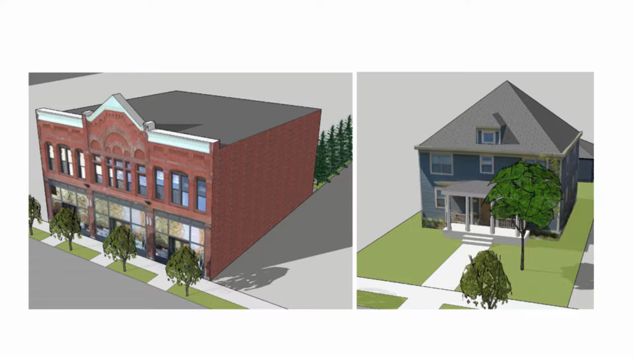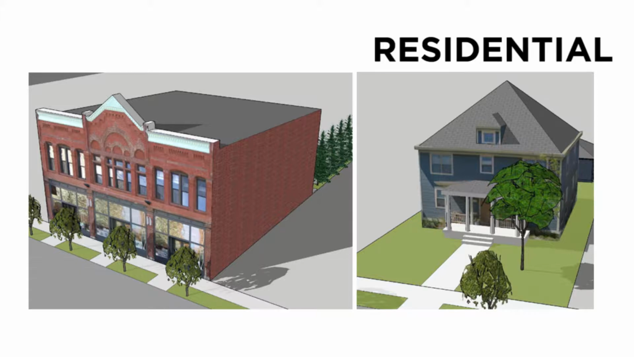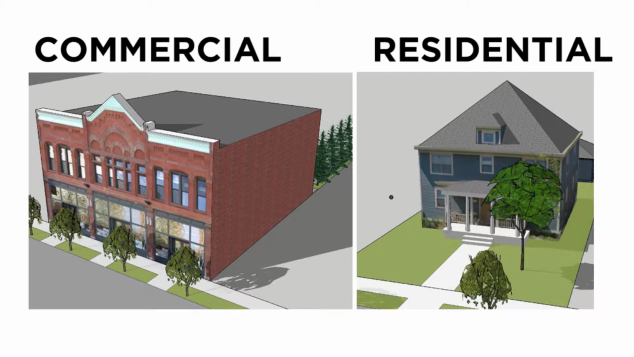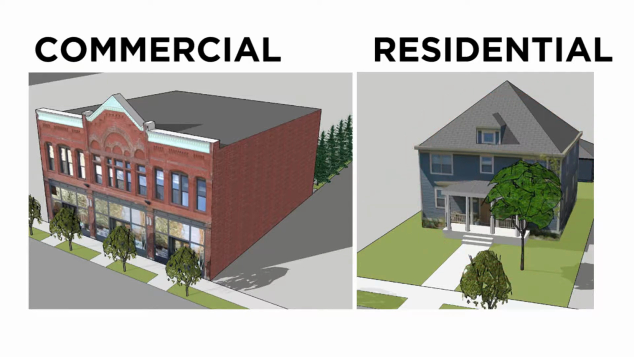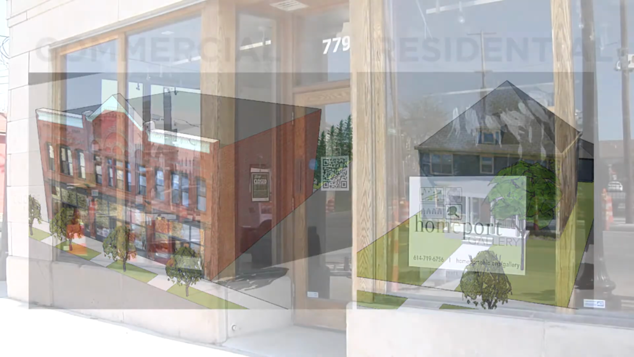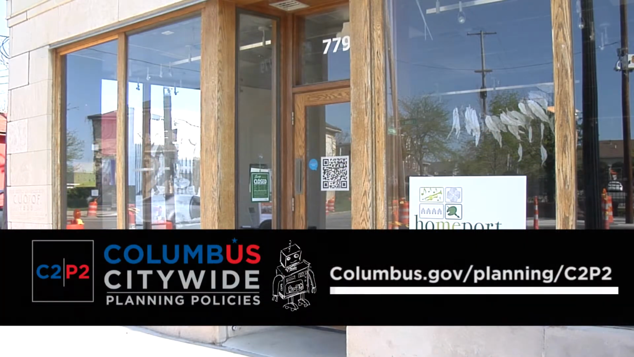There are two primary categories of design guidelines: residential and commercial. Residential guidelines apply to single detached units all the way through large multi-story attached units such as apartment buildings. Commercial guidelines apply to all non-residential uses. Now we will look at some examples to highlight the main concepts in the guidelines.